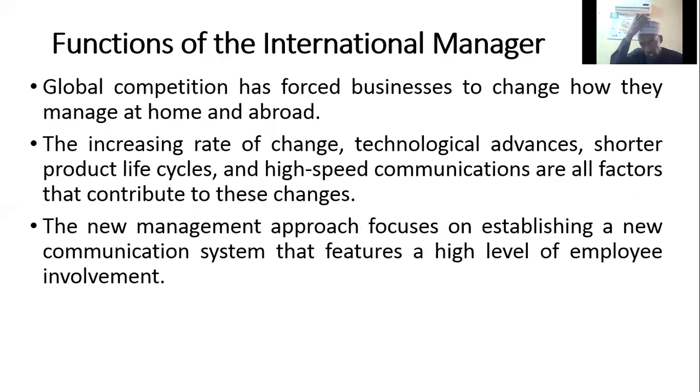So, functions of the international manager. Global competition has forced businesses to change how they manage at home and abroad. The increased rate of change, technological advances, shorter product life cycles, and high-speed communication are all factors that contribute to these changes. The new management approach focuses on establishing a new communication system that features a high level of employee involvement.